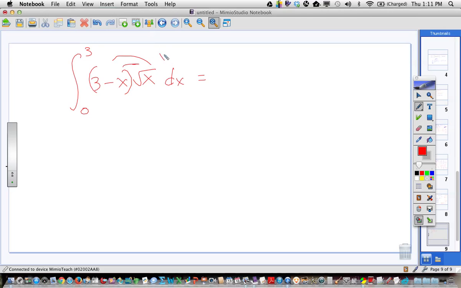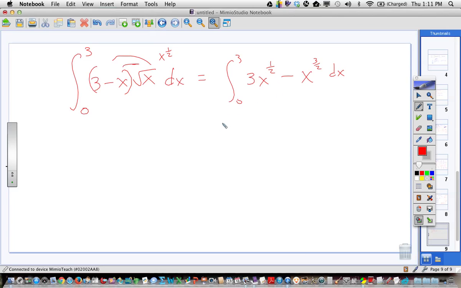So this is x to the 1/2, and I'm going to distribute that. So I'm going to have 3x to the 1/2 minus x to the what? 3/2. Because this would be 1/2 plus 1 to add the power.